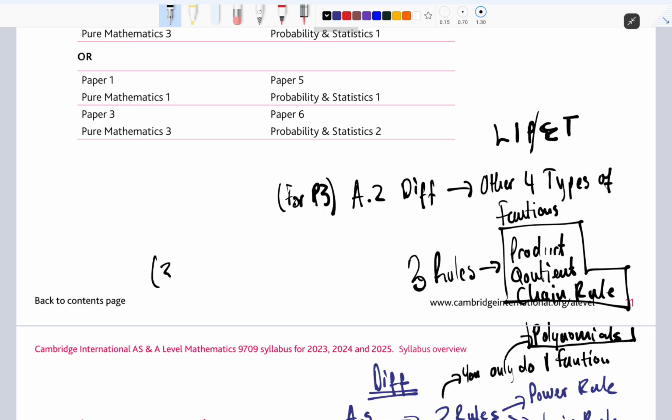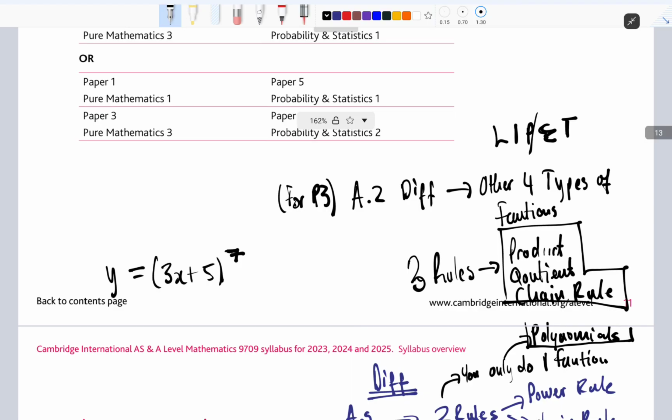For a polynomial, we saw it was like 3x plus 5 all to the 7, y being equal to something like this, which we cannot expand. We can't expand to make 1. So what are we going to do? Well, we are just going to use the chain rule here. Let's say it was again 3x squared plus whatever.